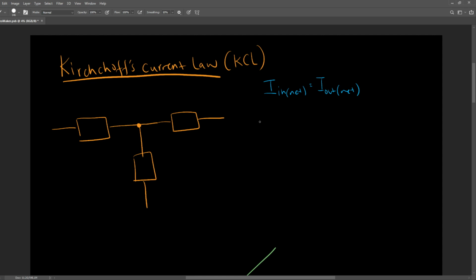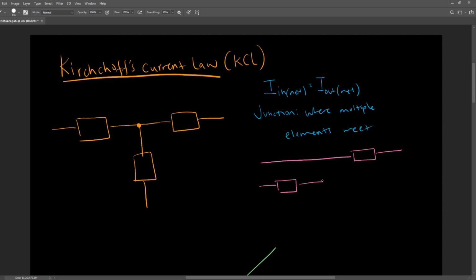And so you may ask me, well, what is a junction? Well, a junction is really just where multiple elements meet. So take, for example, a wire with only one element. There is no junction on this particular drawing. However, if I took something that looked like this, we do have a junction.